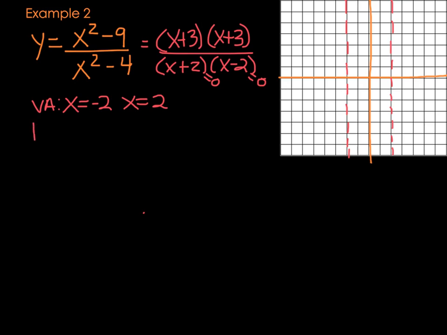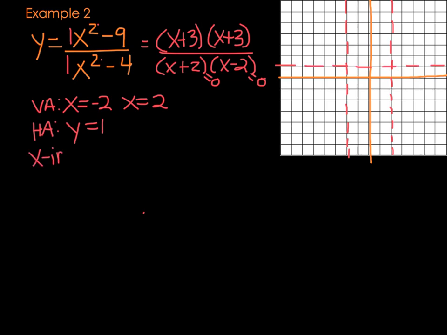For the horizontal asymptote, we're going to look at the degree of the top and the bottom. This time they are the same degree, so we're going to do the ratio of the leading coefficients, which is 1 to 1. So we're going to have a horizontal asymptote at y equals 1. Dash that into your graph as well.